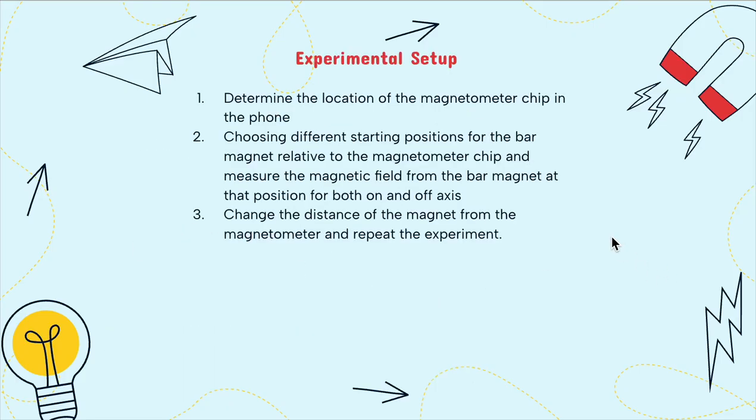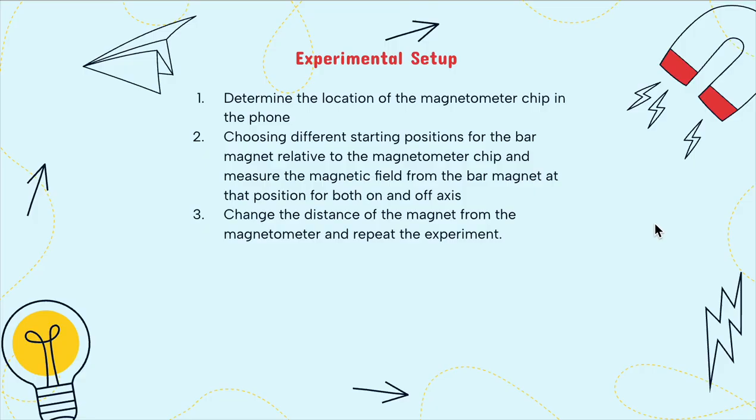So for the experimental setup, firstly, we had to determine the location of the magnetometer chip inside the phone, using the meter sticks and moving the phone with respect to a magnet until we were able to get the correct calibration. Secondly, we chose different starting positions for the bar magnet relative to the magnetometer chip and measured the magnetic field from the bar magnet at that position for both on and off axis tests.